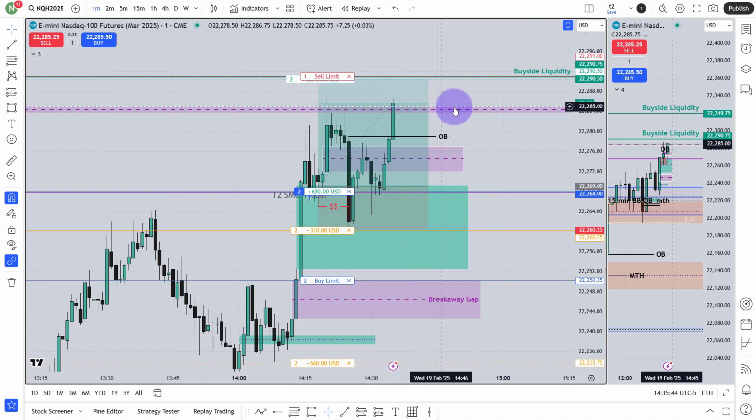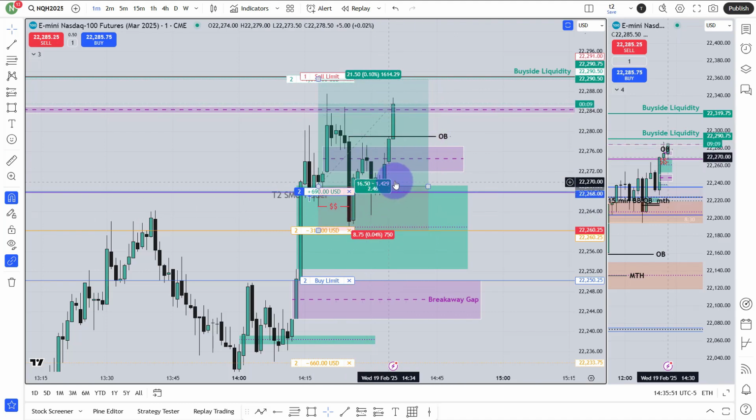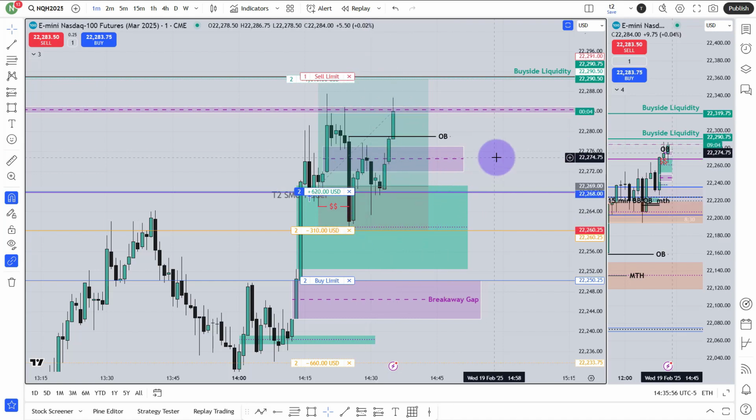If this candle doesn't close above this last fair value gap, it is much more low probability. So if it doesn't close above this fair value gap, I'll put my stop loss to the break even. If it close above this fair value gap, I'm not going to move my stop loss.